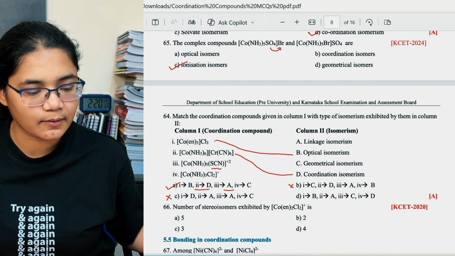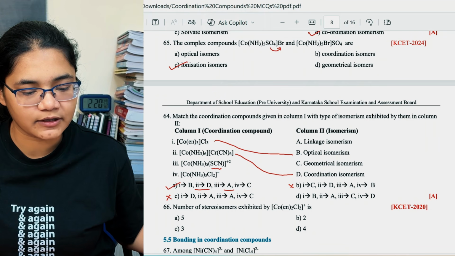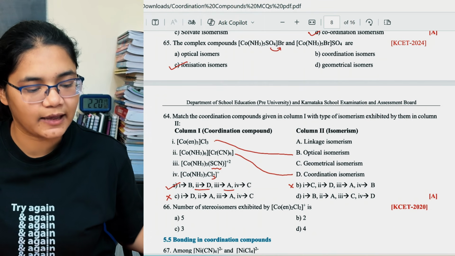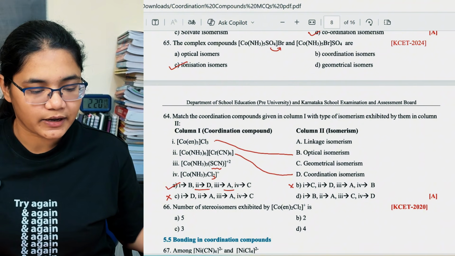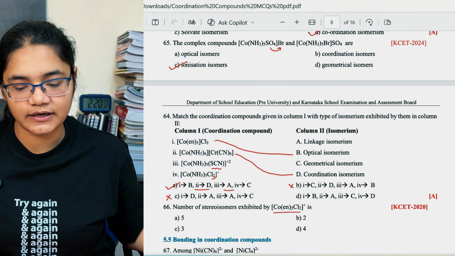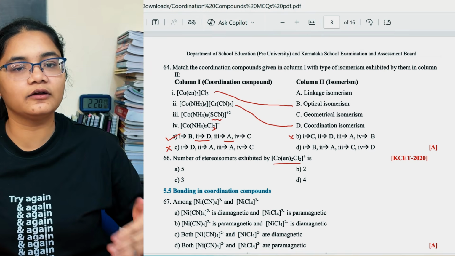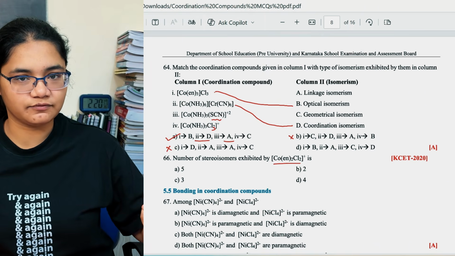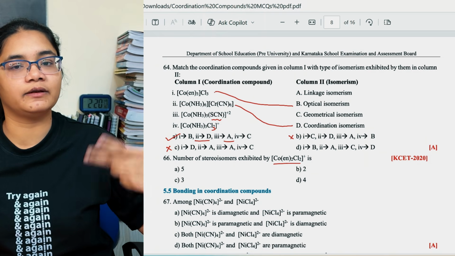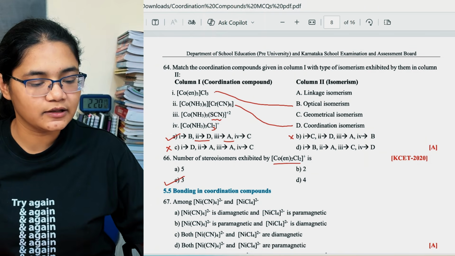And this particular compound will have geometrical isomerism. So 4 is C. Okay. So this is actually an MA3B3 type. Next, the number of stereoisomers exhibited in this compound. First of all, stereoisomers means including both geometrical and optical. First cis and trans will form, then the cis one will be optically active. So in total there will be 3 isomers.